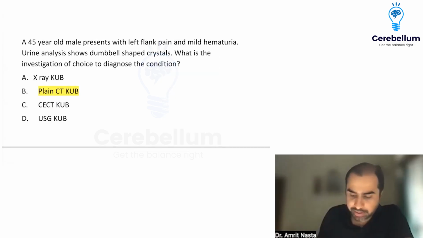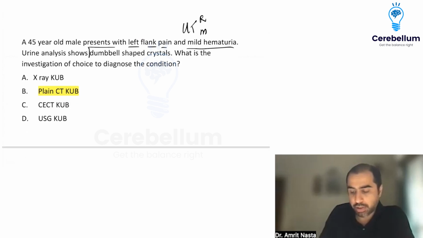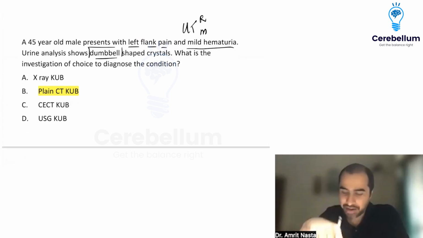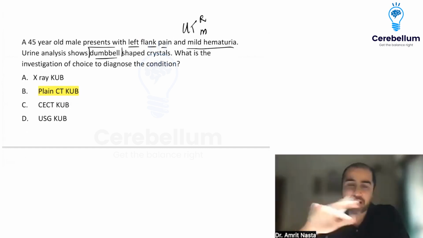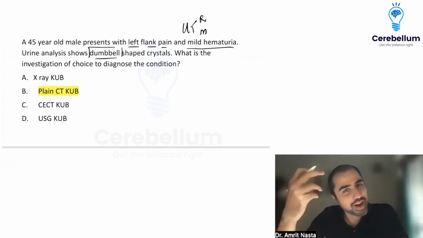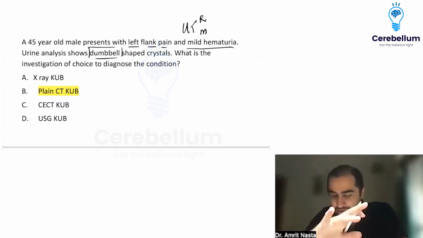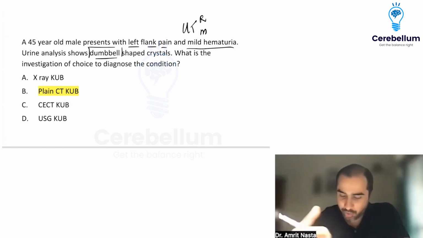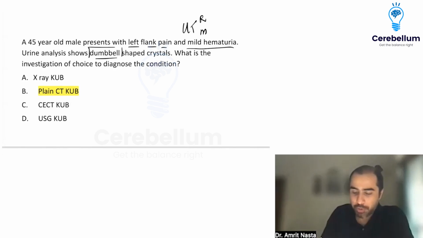Again, a new question. I made this yesterday only. Male presents with flank pain, mild hematuria. The first thing we do whenever there is hematuria is urine analysis, urine routine, urine microscopy, and it shows dumbbell-shaped crystals. What is the investigation of choice? Yeah, you gave that bad mnemonic. They gave a very nasty mnemonic to remember dumbbell-shaped crystals. Very bad one. Anyways, that was not what is asked. What I asked here was investigation of choice. It is going to be plain CT KUB.